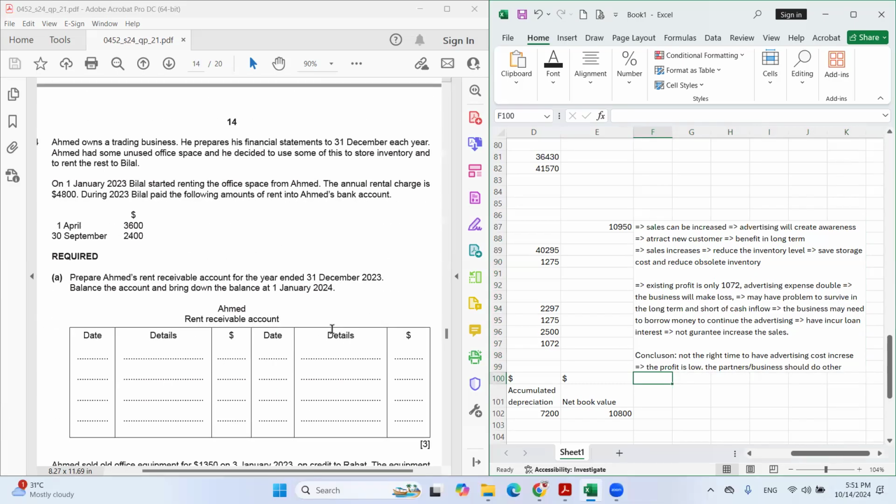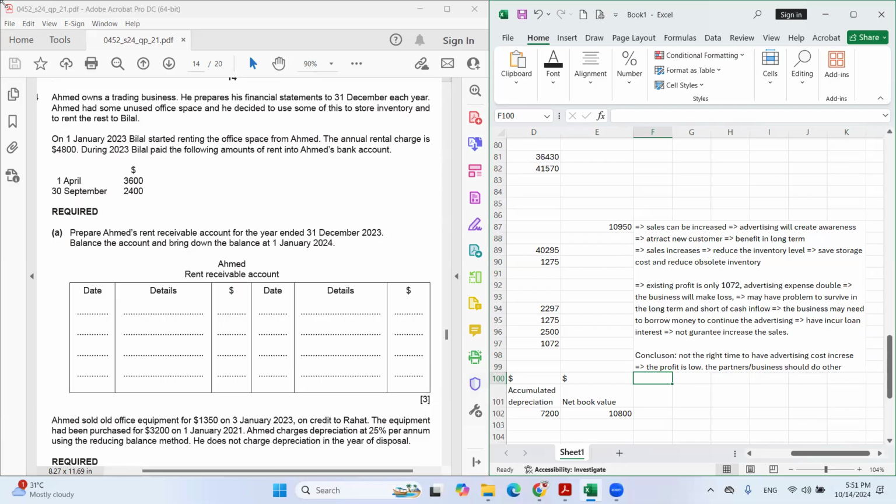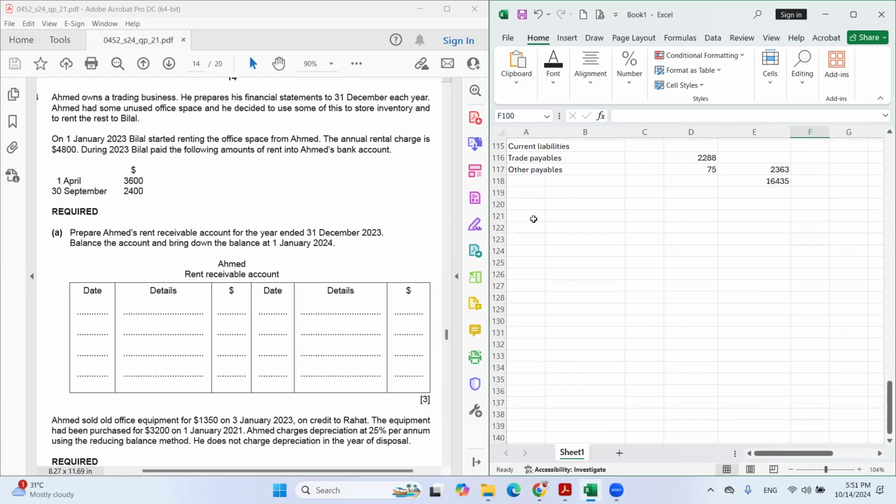Okay, let's move on. Question number 4. This is the other receivable, other payable topic. Ahmad owned a trading business. He prepared his financial statement to 31st December each year. Ahmad has some unused office space, and he decided to use some of this to store inventory and rent the rest to Bila. On 1st Jan 2023, Bila started renting the office space from Ahmad. The annual rent charge is 480.